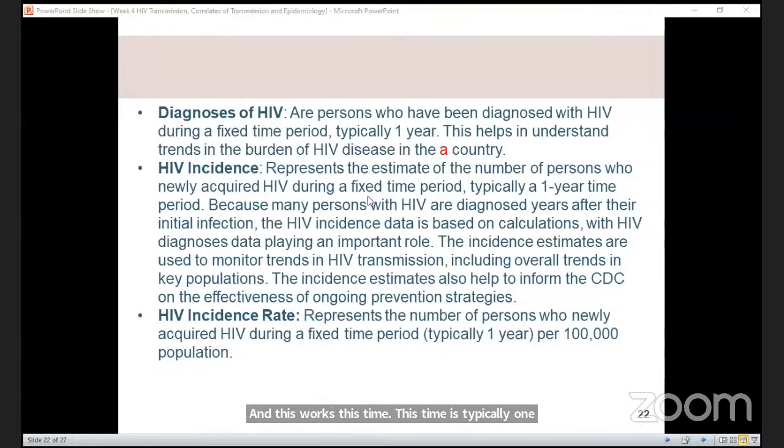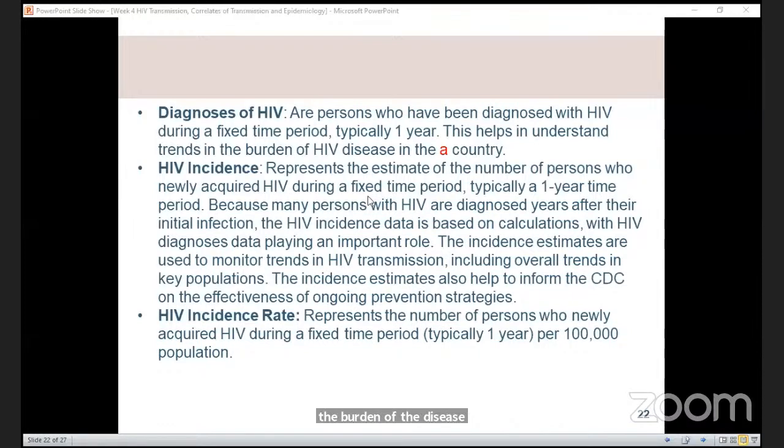So all the people that were discovered to have the virus in the past 1 year, for example here in Kenya, we call that diagnosis. This data is important to help understand the trends in the burden of the disease.